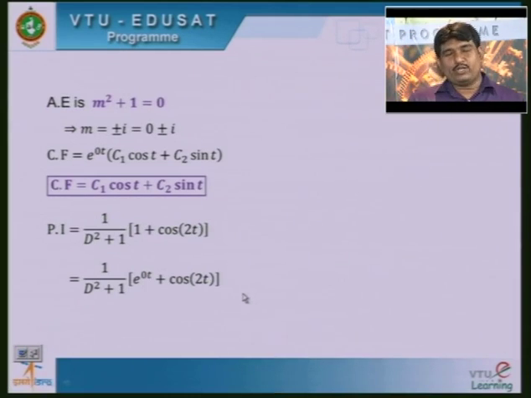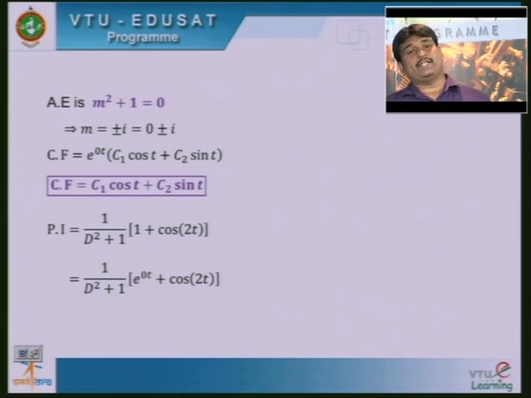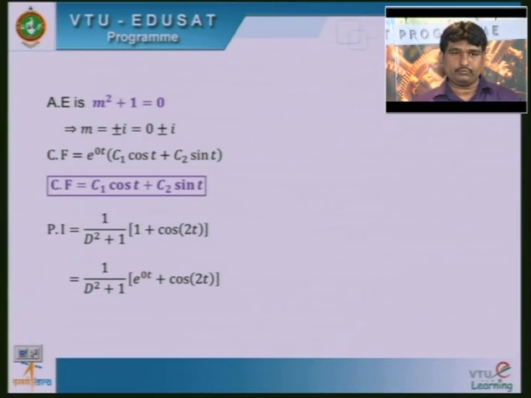D square plus 1 of y equals 1 plus cos 2t is my equation. So, auxiliary equation is obtained by replacing d by m in the homogeneous part of the differential equation. So, it is m square plus 1 equals 0. You solve that equation, you get roots as 0 plus or minus i. So, roots are complex. Real part is 0, imaginary part is 1. Therefore, CF is e to the power of 0t into C1 cos t plus C2 sin t. This is about CF.